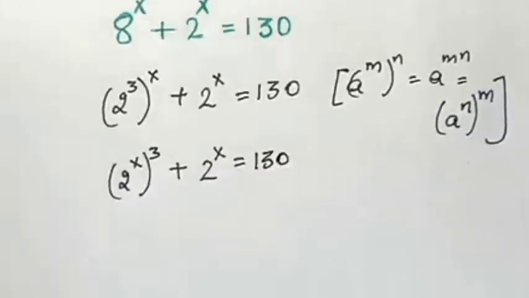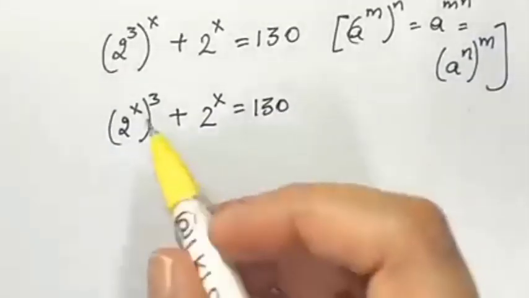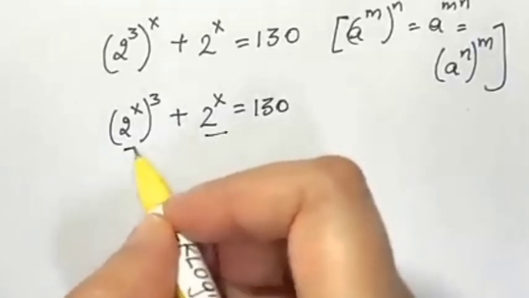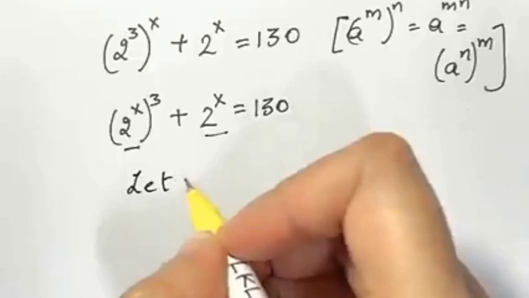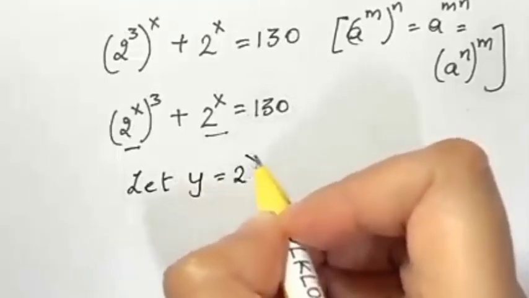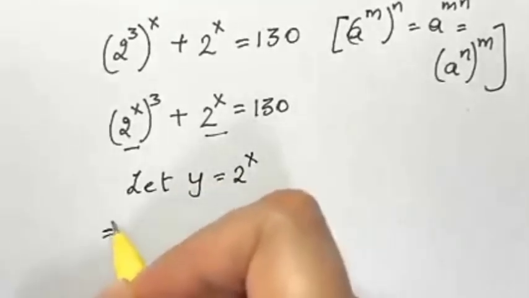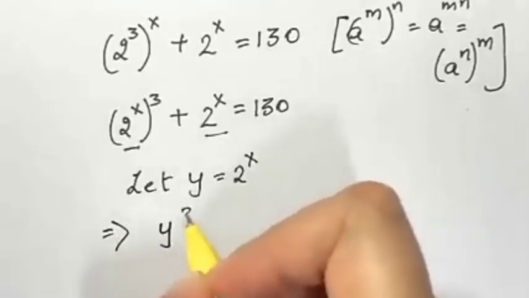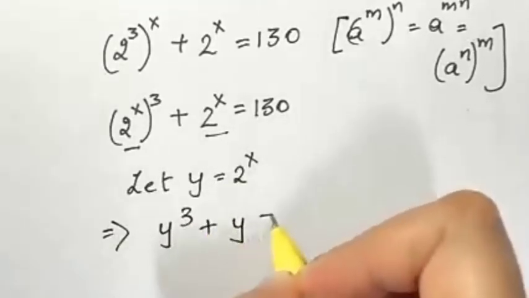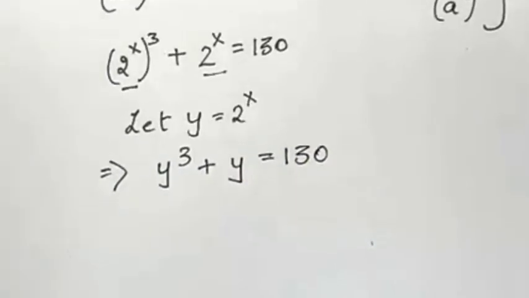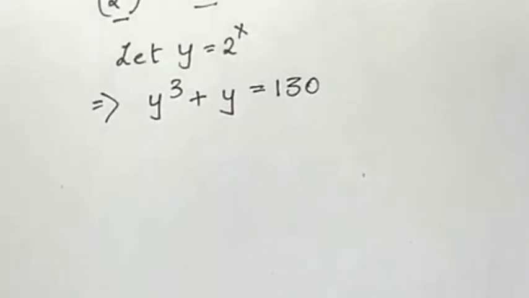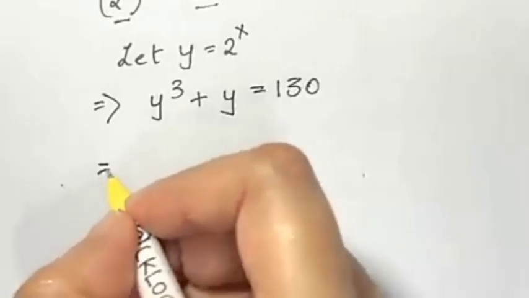Now as you can see, I have 2 to the power of x here. So we're going to let y is equal to 2 to the power of x, and then it will be easier to solve. So we have y cubed plus y is equal to 130. Now that's superb. Now we've got a cubic equation, so we should have 3 solutions for that. Let's see what those are.